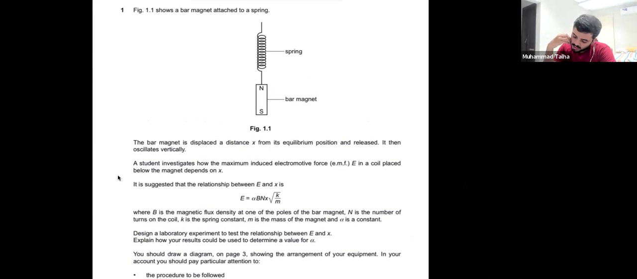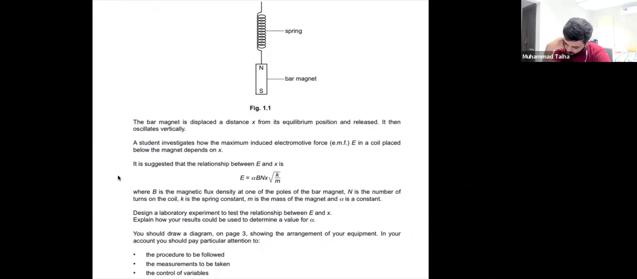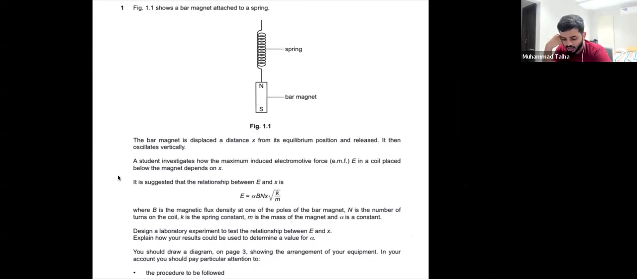So the bar magnet is displaced a distance x from its equilibrium position and released. It oscillates vertically. A student investigates how the maximum induced EMF in a coil placed below the magnet depends on x. It is suggested that the relationship between E and x is given by this equation. So all of this stuff is given. You are to investigate a relationship between E and x, right? So what's x? x is how much you displace it.